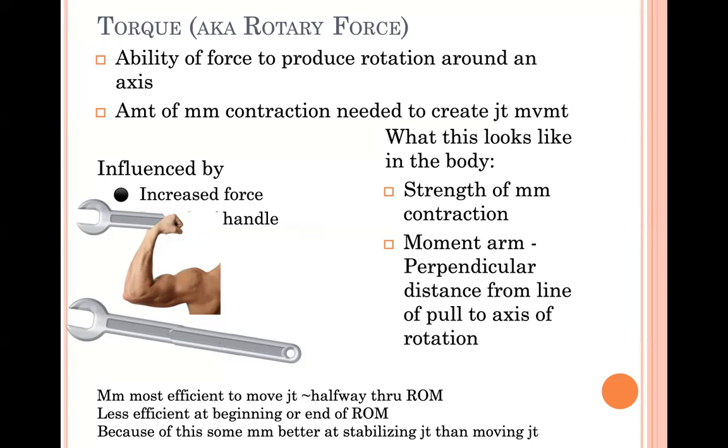So the muscle is most efficient to move the joint about halfway through the range of motion. It's less efficient to start at the beginning or the end of the range of motion. Because of this, some muscles are better at stabilizing the joint than moving the joint in general.